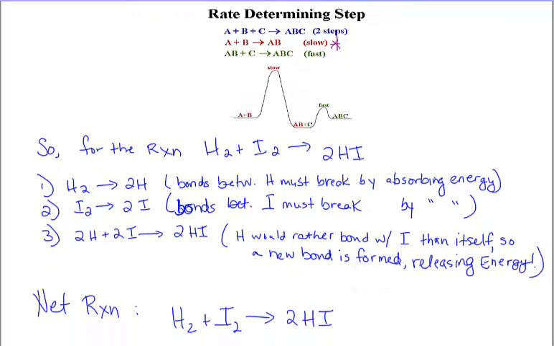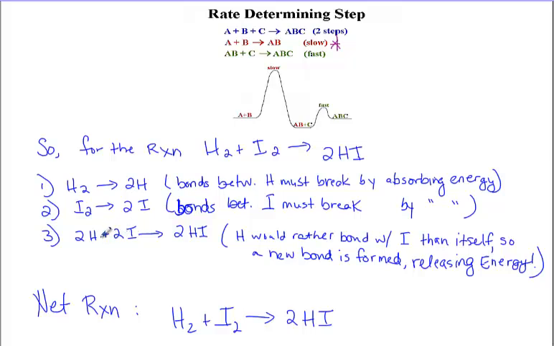So here's an example for a reaction between hydrogen and iodine gases, okay, H2 and I2, to form 2 moles of hydrogen iodide. The first step, we take H2, and the bonds between the hydrogens will break by absorbing energy to form 2 hydrogen atoms by themselves. Okay, the second step then, we would take the I2, and the I2 would then break apart by absorbing energy and form 2 iodine atoms separately. Now what's going to happen is, finally, to get this final product, H would rather bond with iodine, okay, than with itself.